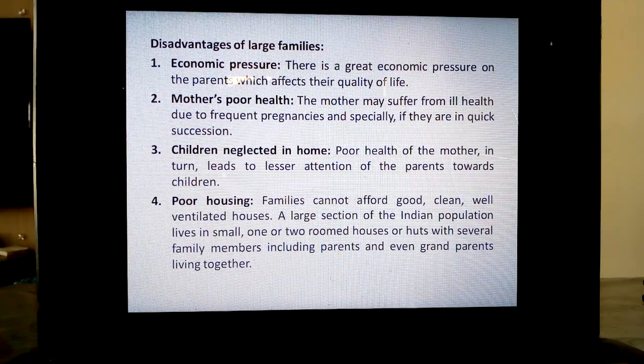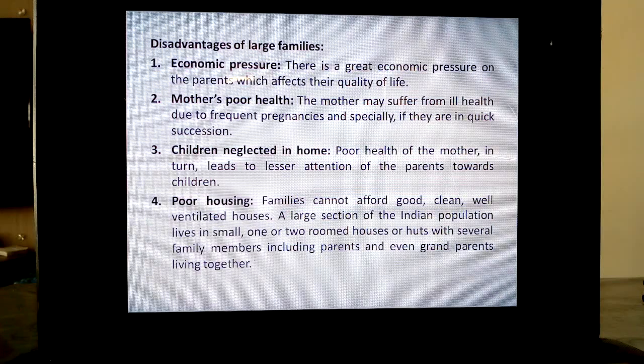Disadvantages of large families. What are the disadvantages of a large family? That is what we are going to discuss now. What are the advantages of a small family? How many things you will get? All that you are going to learn. Economic pressure. The first point is economic pressure. Everything goes around economic conditions, children. So here also it is the same.